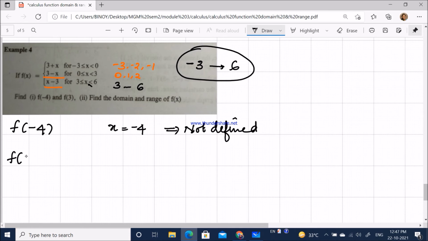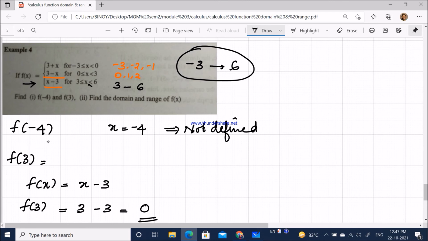Now, if the condition is f of 3, we need to apply this function, that is the third case, x minus 3. X minus 3 means the value of x will be ranging from 3 to 6. So, we will apply that in this function f of x is equal to x minus 3. f of 3 is equal to 3 minus 3, which is 0. We cannot find f of minus 4 because minus 4 is not defined in this range, and f of 3 will be evaluated with the help of the x minus 3 equation.